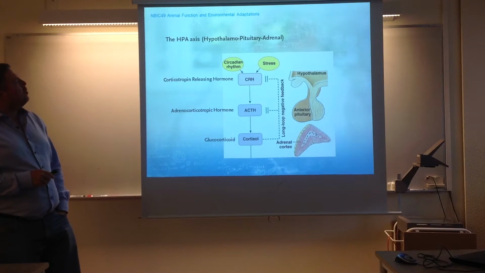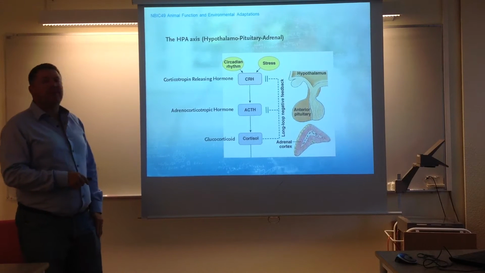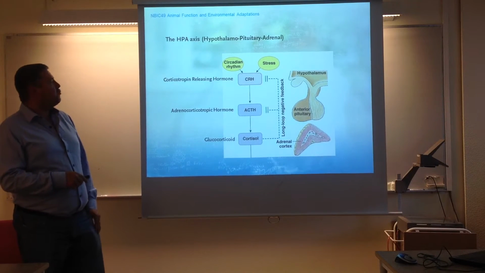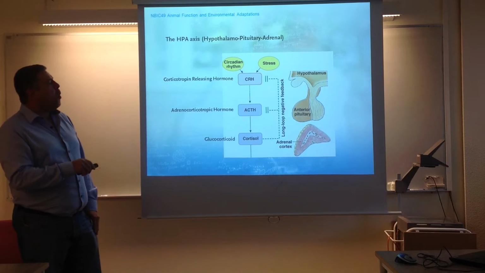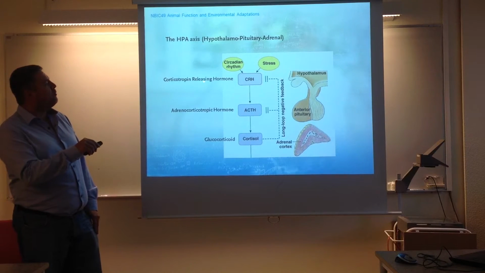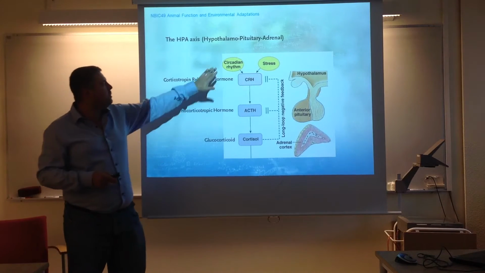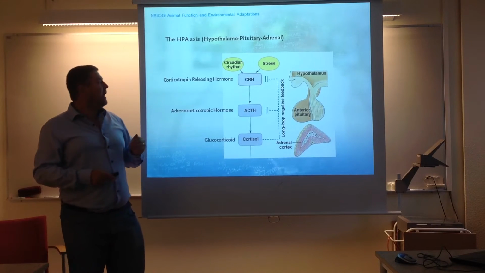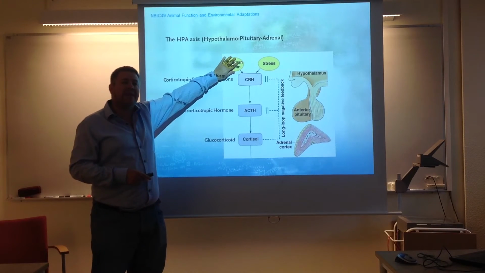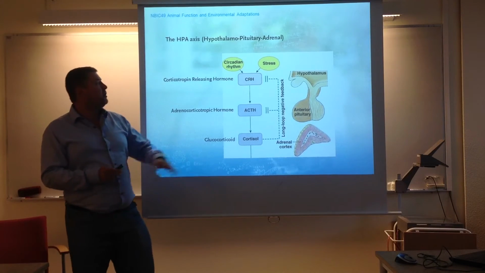The Hypothalamus Pituitary Adrenal Axis consists of a cascade of events in which a different molecule is released, starting at the hypothalamus, at the base of the brain, where corticotropin-releasing hormone, also called CRH, is released as a result of different factors. It could be a circadian rhythm. Most hormones fluctuate daily, and that means that patterns of light and dark, for example, can affect them. And also, and most importantly in relation with this lecture, is stress.